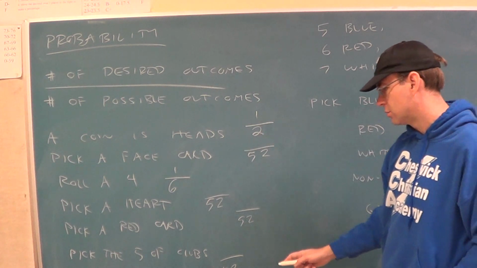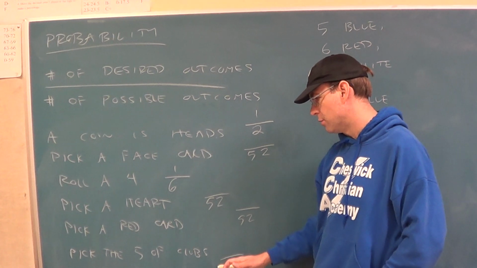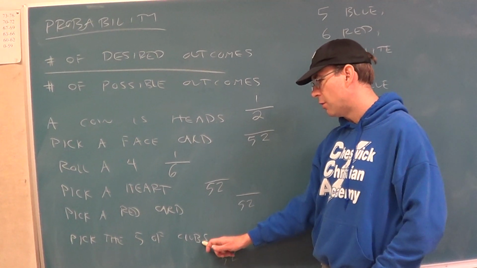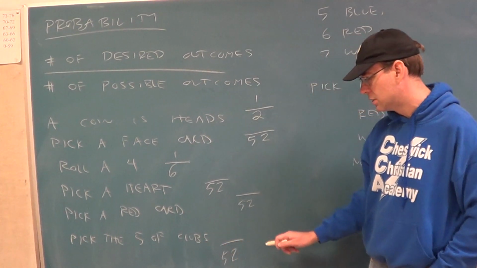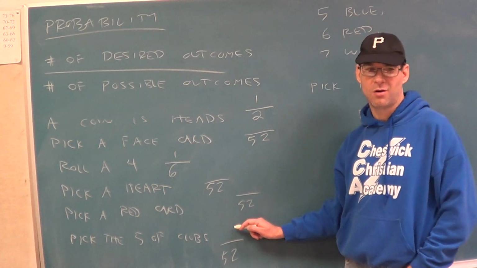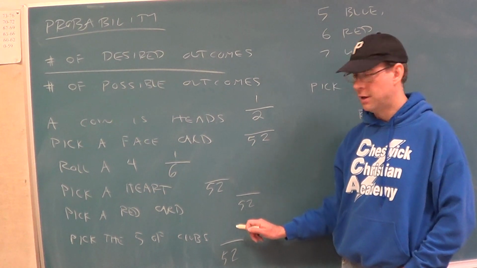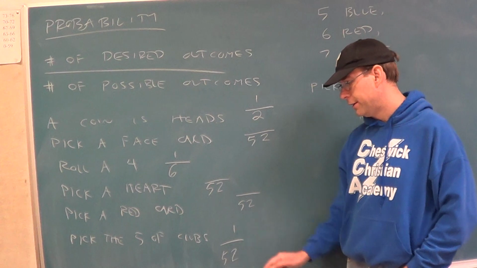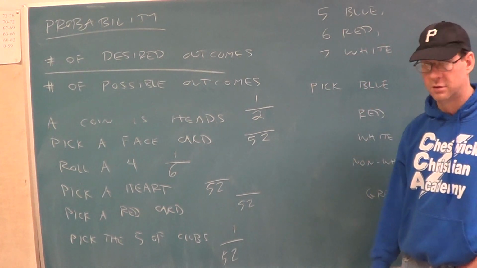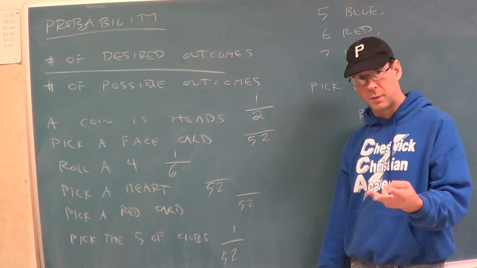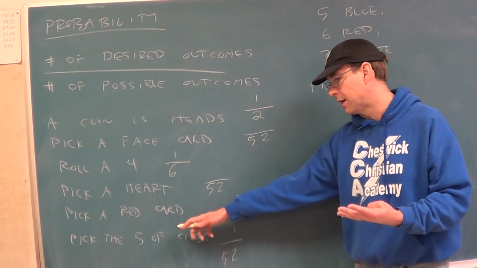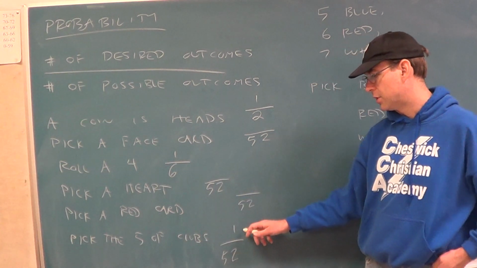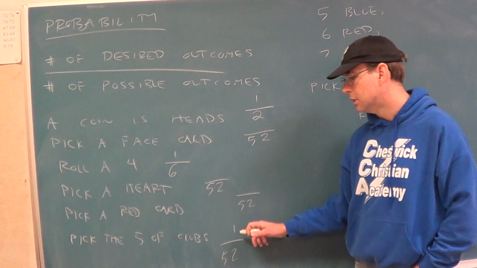I'll just go out of order. I'll do these in the order that I choose. So if we go to pick the 5 of clubs, you'd have to ask yourself, in a deck of cards, how many 5 of clubs are there? And the answer is there is 1. There is 1 5 of clubs. There's a hearts, there's a diamonds, there's a spades, there's a clubs. There's 4 different kinds of 5s in the deck, but there's only 1 5 of clubs.